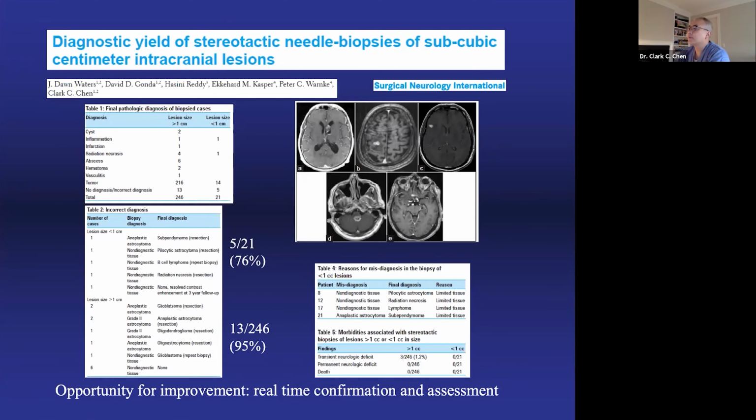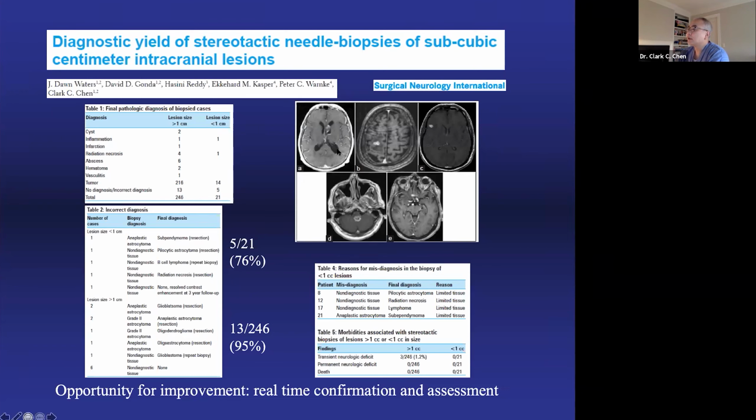And here are some examples of situations where we either misdiagnosed based on the needle biopsy or didn't achieve a diagnosis. This is one example of what initially in a needle biopsy was called a grade 3 anaplastic astrocytoma. And so we went in and resected this tumor. It turned out the actual tumor is a subependymoma, right?